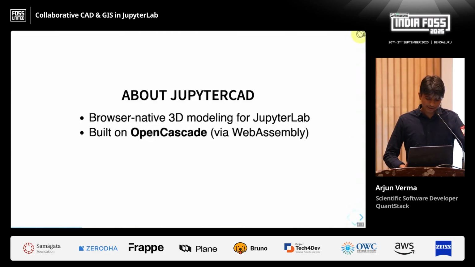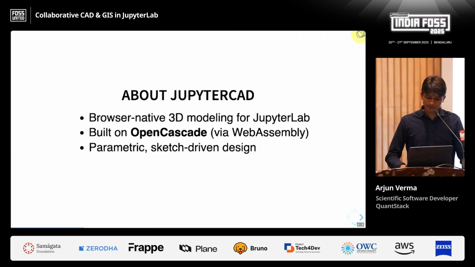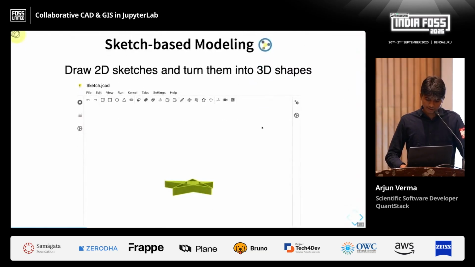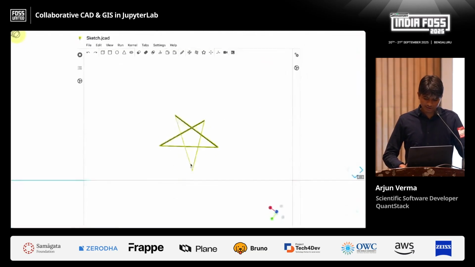So about JupyterCAD, it is browser native 3D modeling for JupyterLab and JupyterLite, and it is built on OpenCascade, which is a 3D engine which does all the processing that goes on in the backend. It is parametric, sketch driven design and integrates with Python code cells as well.